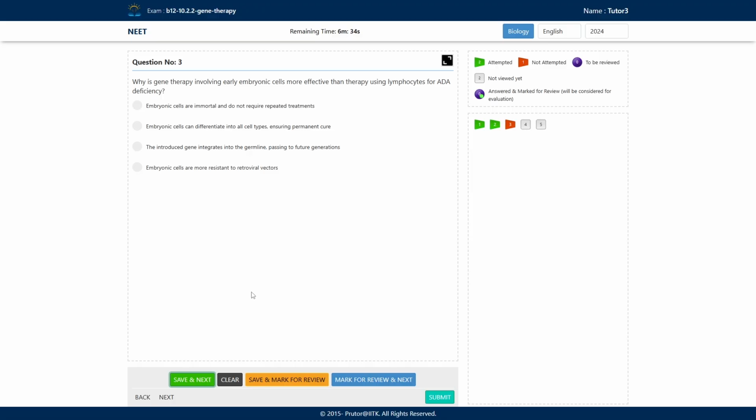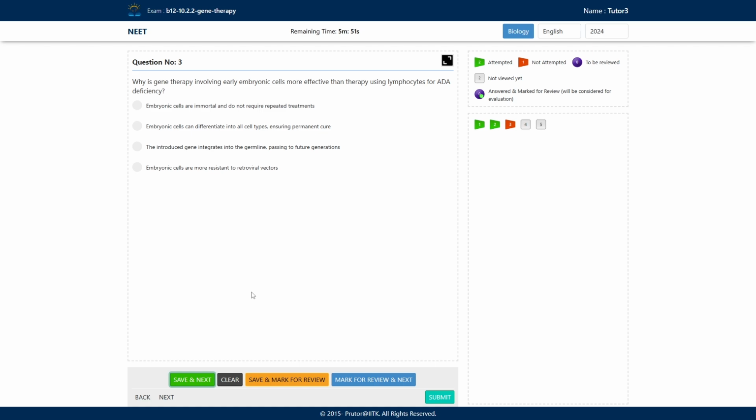Third question says, why is gene therapy involving early embryonic cells more effective than therapy using lymphocytes for ADA deficiency? What this question is saying is, why is this gene therapy, in which we treat early embryonic cells, more effective than the therapy in which we are using lymphocytes? Let's see the options. The first option says embryonic cells are immortal and do not require repeated treatments. Second, embryonic cells can differentiate into all types, ensuring permanent cure. Third, the introduced gene integrates into the germline, passing to future generations.